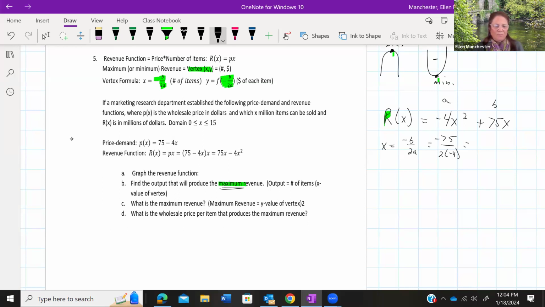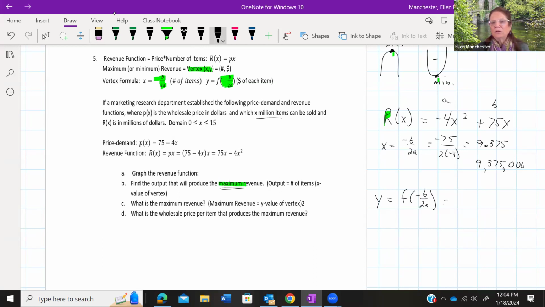So 75 divided by 8 is 9.375. Notice I'm not rounding. Okay, the X is in million items. So it's 9.375 million, or if I move this over and multiply by a million, that means my decimal just moves over 6 places. So it's 9,375,000 products. Okay, 9.375.